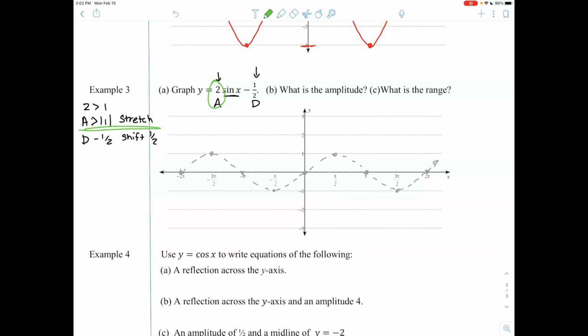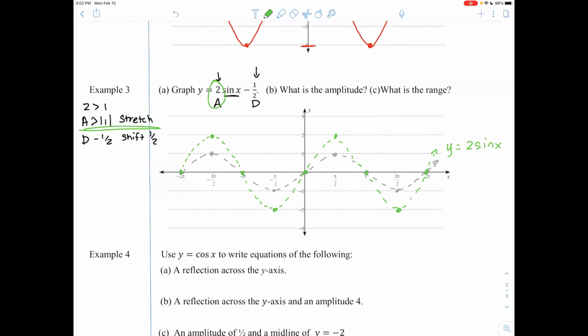So I'm going to vertically stretch. 0 times 2 is 0. 1 times 2 is 2. 0 times 2 is 0. -1 times 2 is -2. Then 0 times 2, 1 times 2, 0 times 2, -1 times 2, 0 times 2. I'm not going to make a solid graph here because this is just my first step. I'm going to label this over here as y equals 2 sine x.